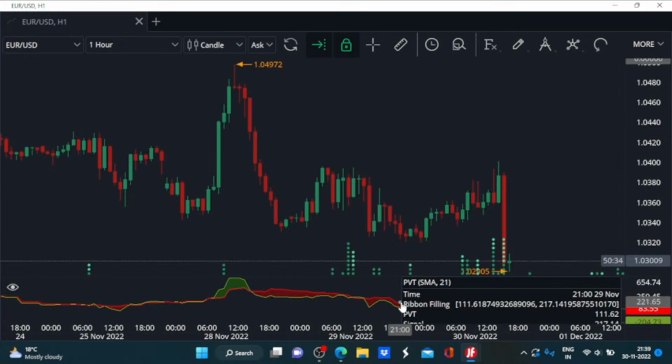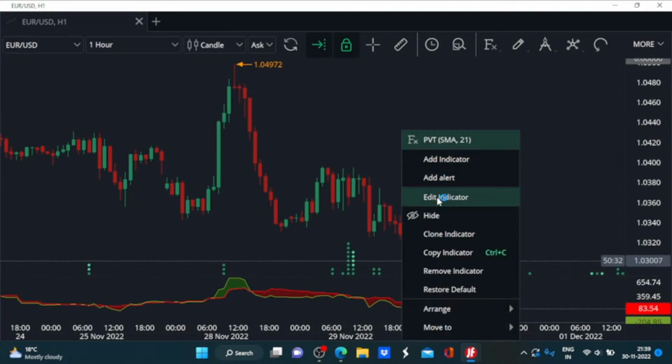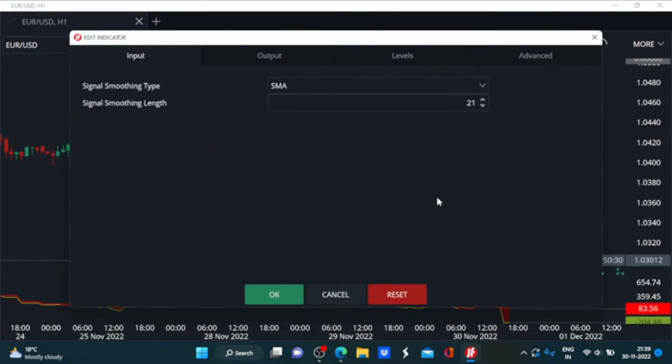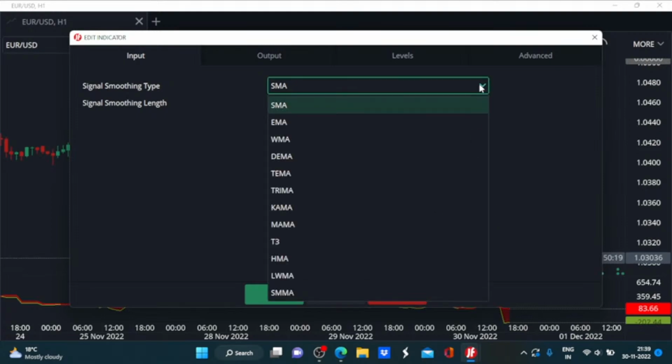Now let us consider what are the editing options provided to us on the platform. We have this choice to determine the kind of moving average we want to use to get the signal line drawn, and for that we have all types of moving averages available.